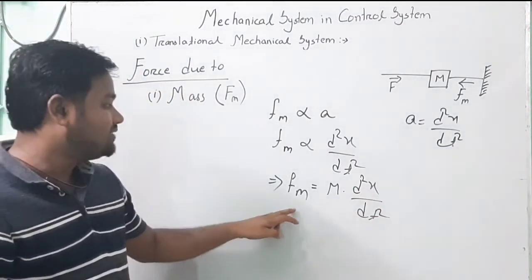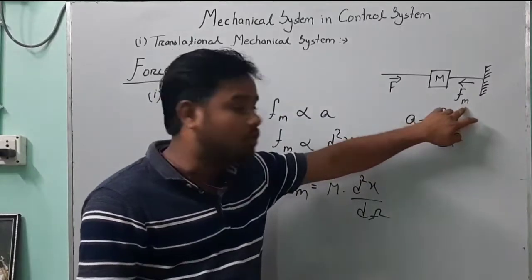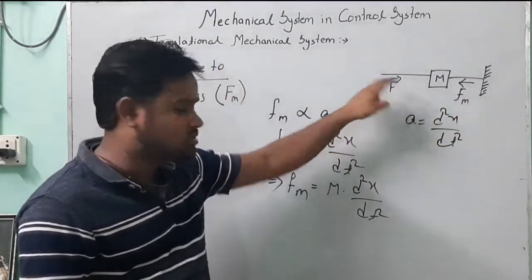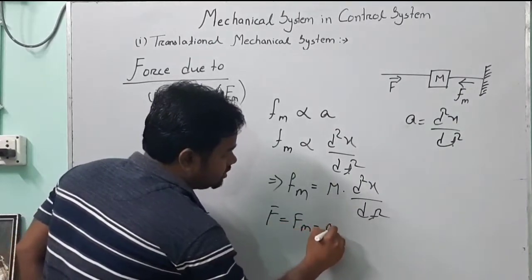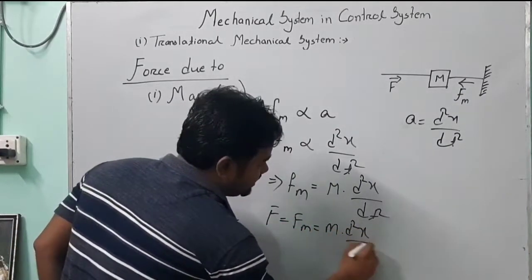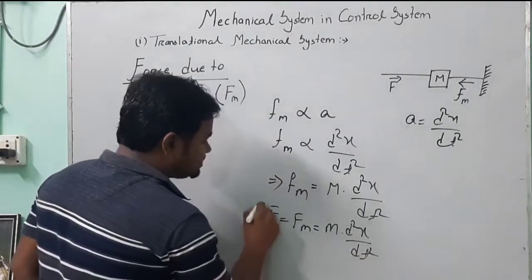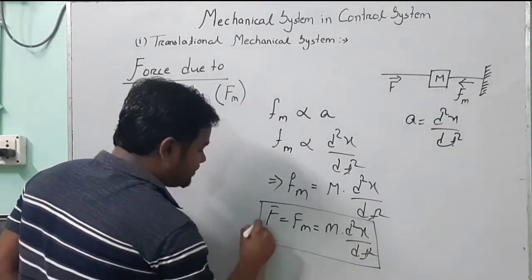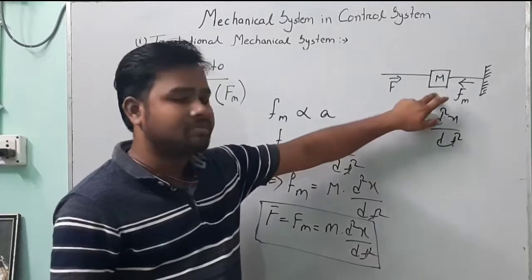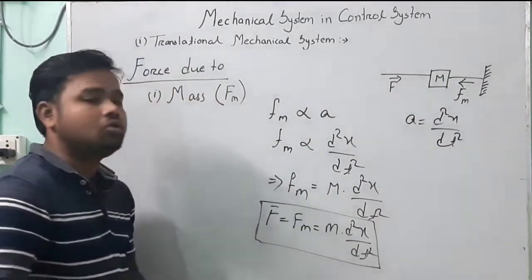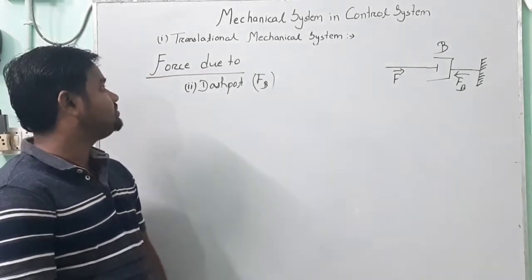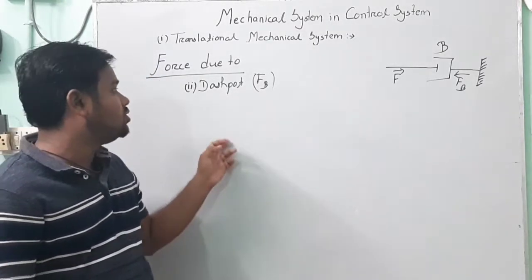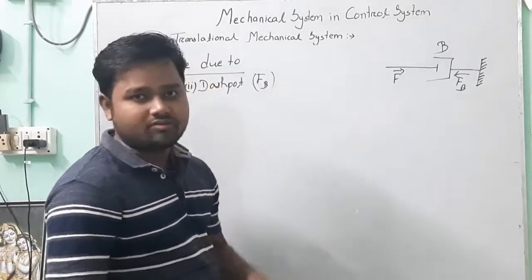We know that the opposing force Fm is always equal to the applied force. That means F is equal to Fm is equal to m into d square x by dt square. This is the force of a body due to mass m. Similarly, we can find the force due to dashpot and spring. Next, we will study the force due to dashpot, which means force due to friction.